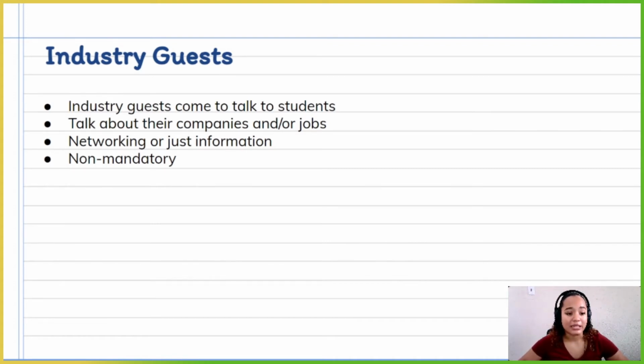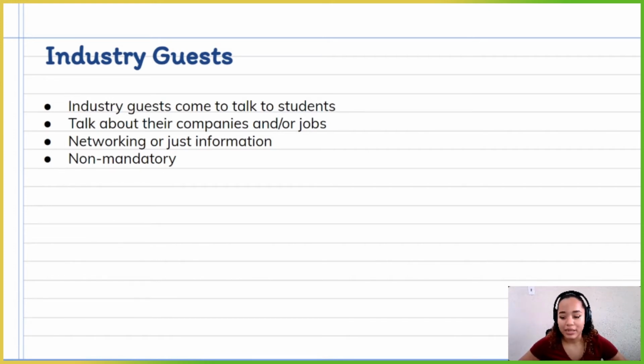You can use them as networking events or just for information. So if you want to go and introduce yourself to the speaker and get to know them and try to make an impression, so that if you're ever applying to their company, they might say, hey, I remember that person. We should look at them. Or if you're not interested in that studio specifically, you don't want to necessarily network, you just want to learn more and get more information, you can also just do that.